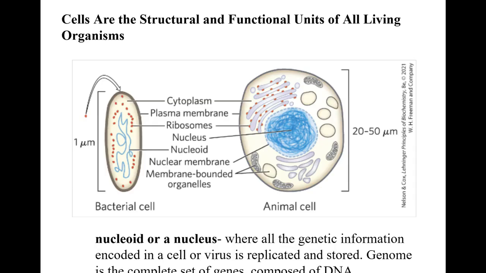Next, you have nucleoid and nucleus. The nucleoid is found in bacteria cells, and the nucleus is found within an animal cell. What makes a nucleus a nucleus is that it has a nuclear membrane, whereas in the bacteria there is no membrane around the nucleoid. And this is where genetic information is found within the cell.